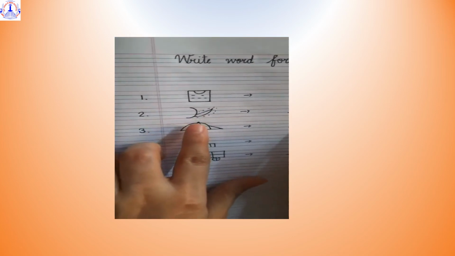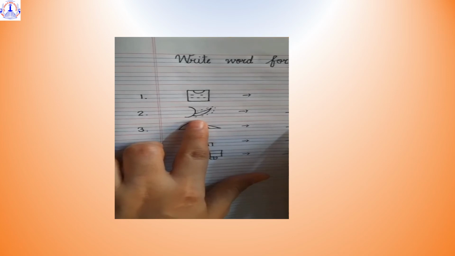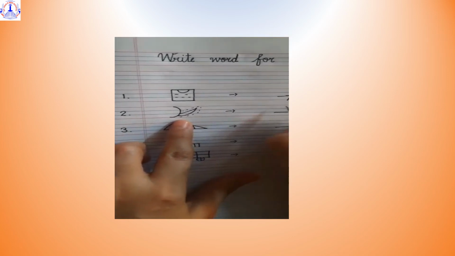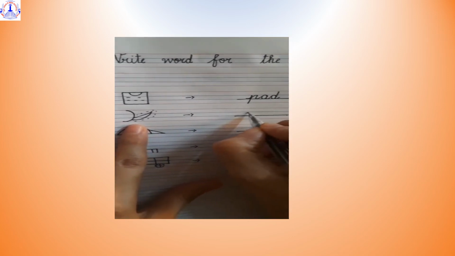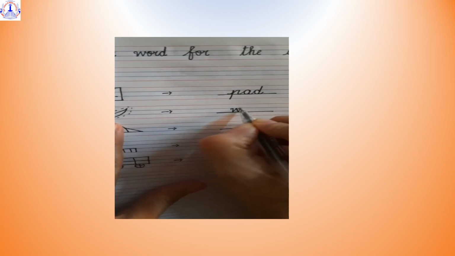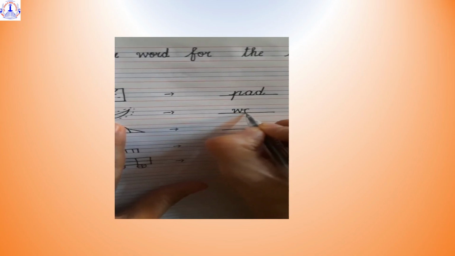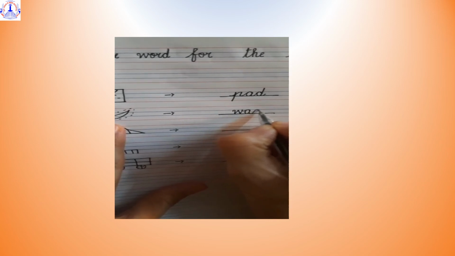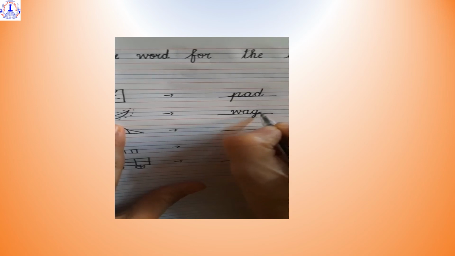Now the second object is wag. W-A-G, wag. Write small cursive W. Join and write A. Join and write G. W-A-G, wag.